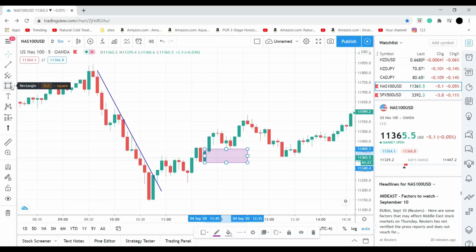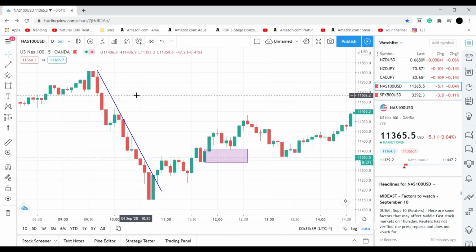So if it moves in waves, that's how I want to catch my supply and demand zones, okay? While the market is moving. That's the way I love to do it. And to me, that's a simple way to do it, all right?